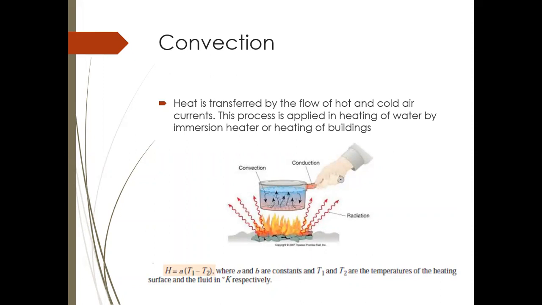The quantity of heat absorbed by the body by convection depends mainly on the temperature of the heating element above the surroundings and on the size of the surface of the heater. It also depends to some extent on the position of the heater, at which distance the heater is placed. The amount of heat dissipated is given by this formula: A into T1 minus T2, where A and B are constants and T1, T2 are the temperatures of the heating surface and the fluid in degrees Kelvin or centigrade respectively.